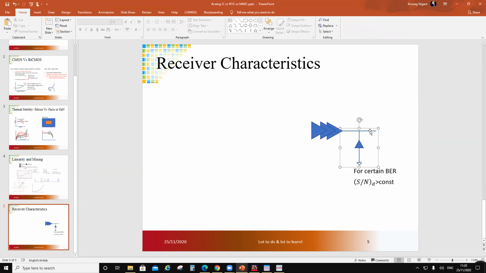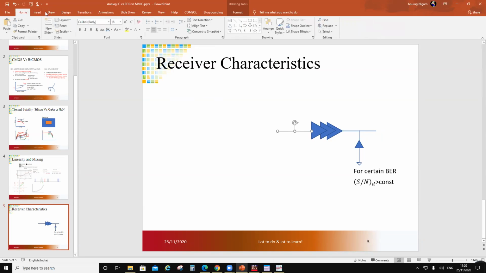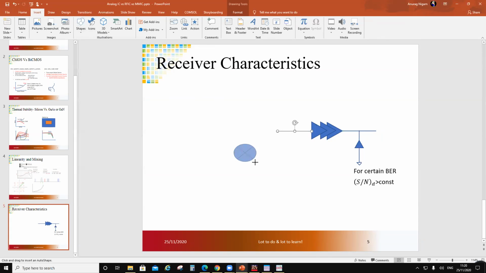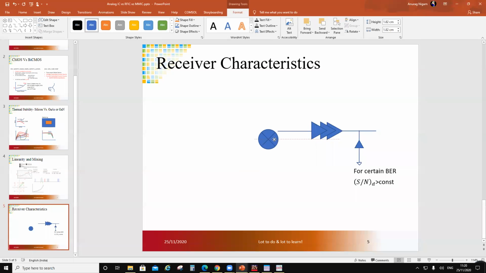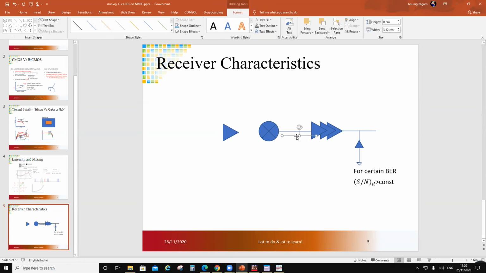Now before that, there's going to be a mixer. So over here, there would be a mixer. Let me just draw a mixer. Insert shapes, mixer. So there's your mixer. Right? And then before that, there will be another gain stage here. Okay, so let's see the significance of each one of them.